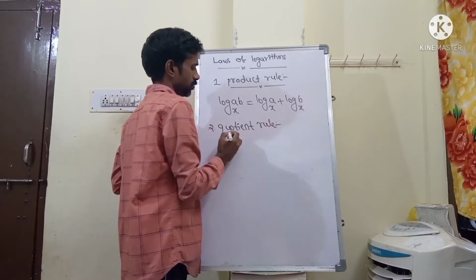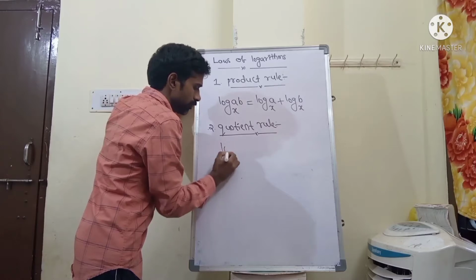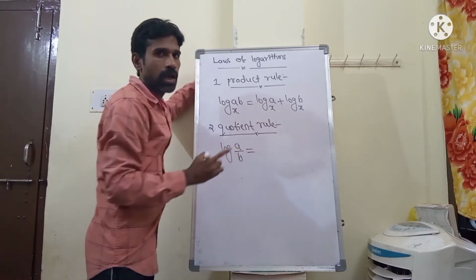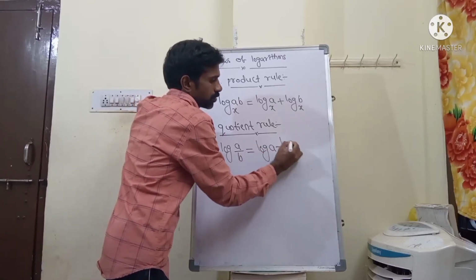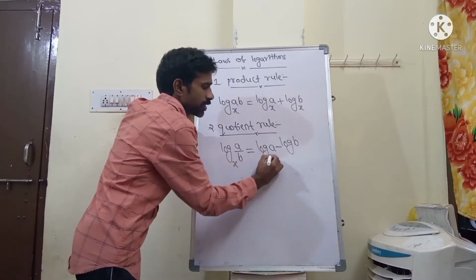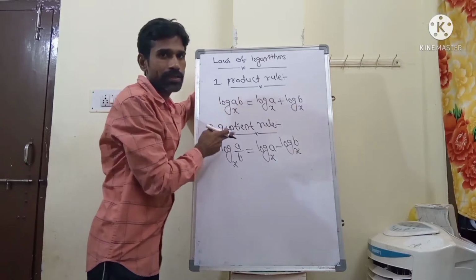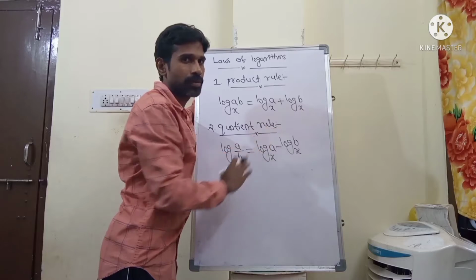So the quotient rule is logarithm of a by b equal to log a minus log b. Suppose the base is x, then we get the same base x. So it is the quotient rule. Log a by b base x equal to log a base x minus log b base x.